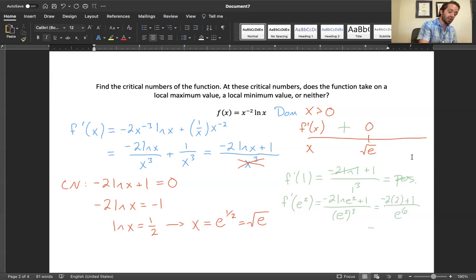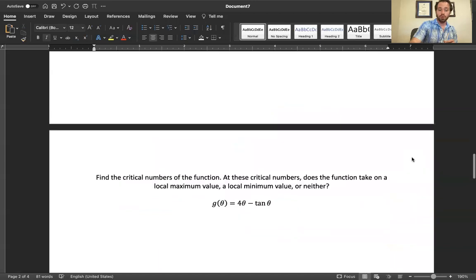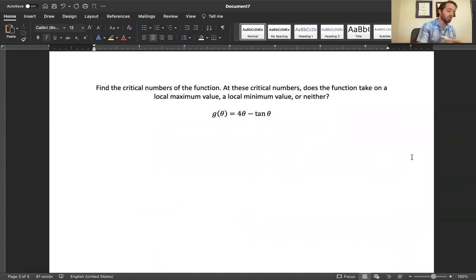Now that e to the 6th down there is just going to be chilling doing its positive number thing. That's fine. It doesn't really matter for our purposes. What we get up here is -4 plus 1 over e to the 6th. -4 plus 1 is -3 over e to the 6th. So this is equal to a negative number. And what we can see here is that this is a local maximum, because it used to be increasing and has turned into decreasing. I believe I have one more here. Oh yeah, okay, same instructions.